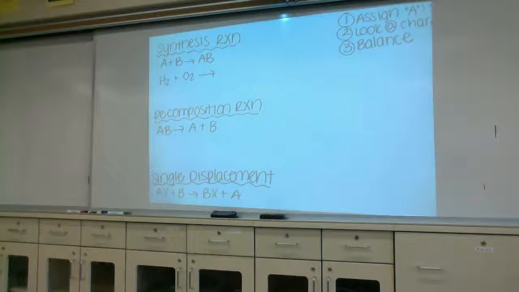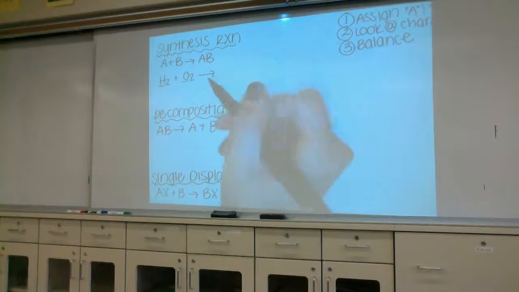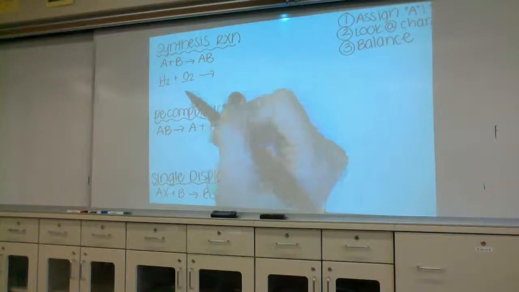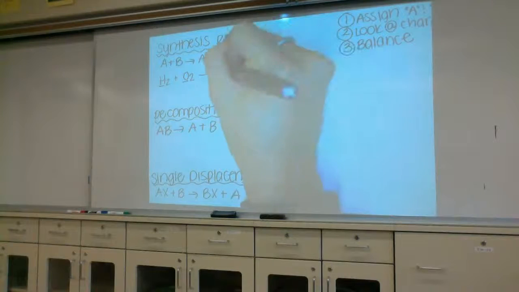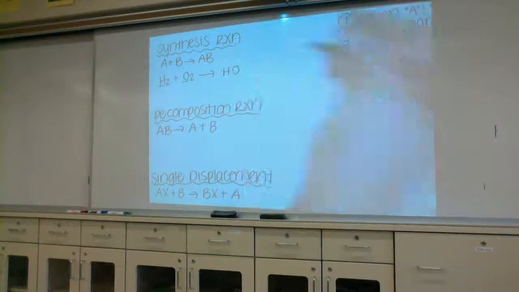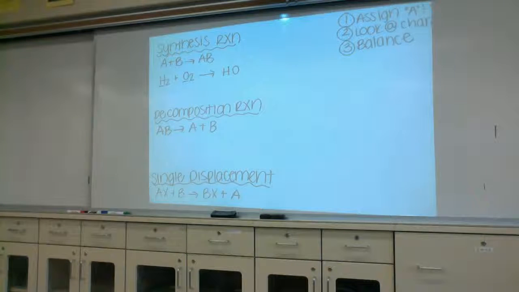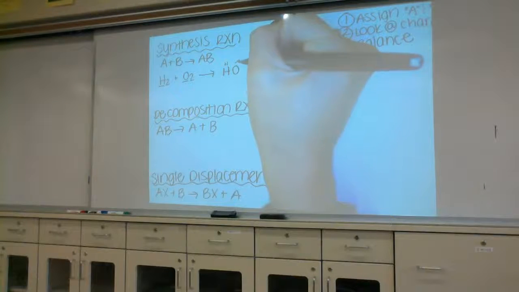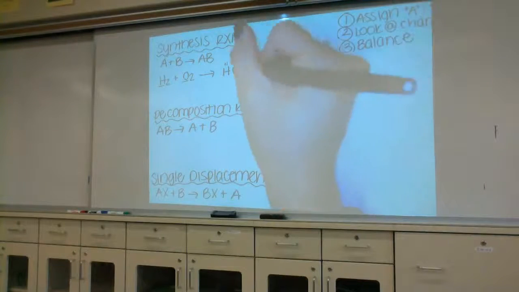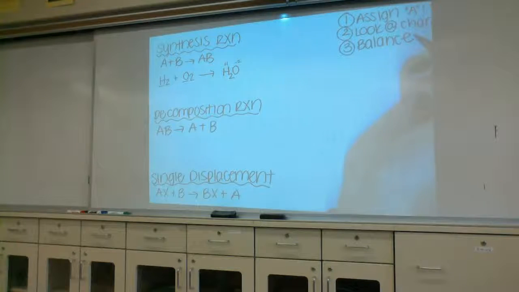So my element A is going to be hydrogen. My element B is going to be oxygen. I'm not worried about these subscripts. I just want to know what is hydrogen and oxygen. So I know that I have to combine these two, hydrogen and oxygen. But HO doesn't make sense, right? I need to look at my charges. Hydrogen is a +1. Oxygen is a -2. If you crisscross those, you get H2O, right? So you should get H2 plus O2 produces H2O.